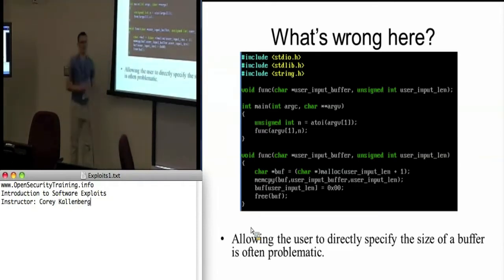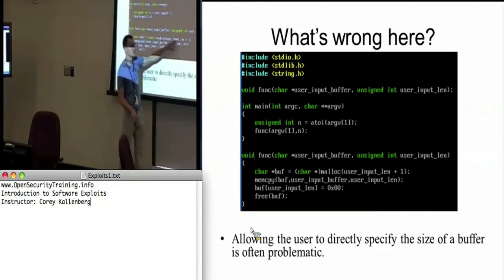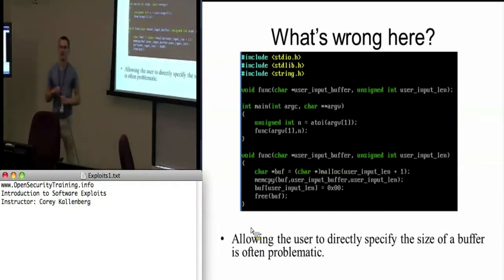Integer overflows or underflows. Often, you might see something like malloc(user input length minus one). So if the user passed a zero and it was treated as an unsigned integer, it would go to 0xFFFFFFFF, which is huge when you treat it as an unsigned integer.